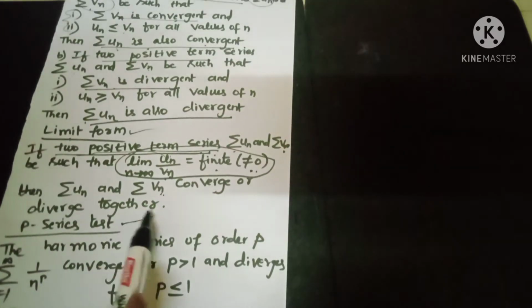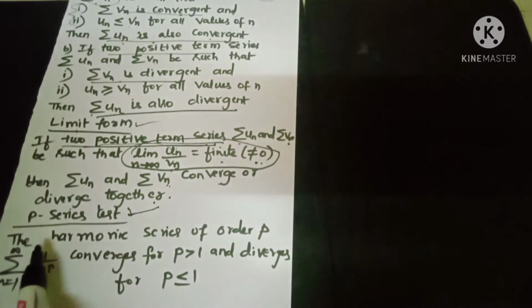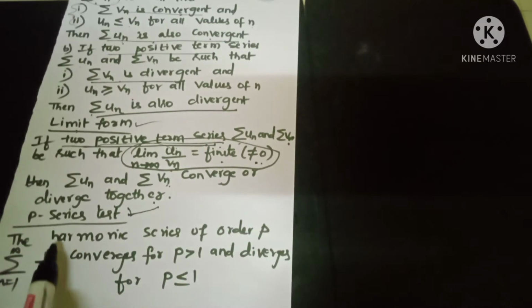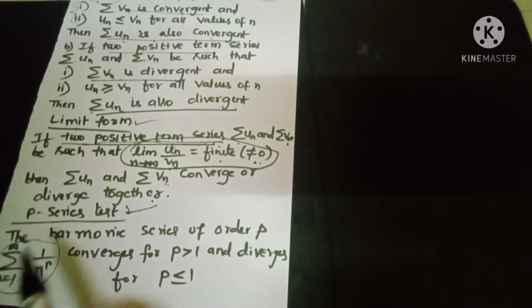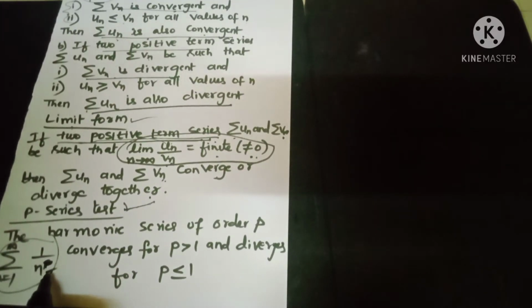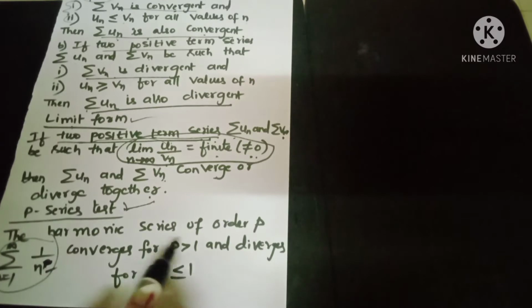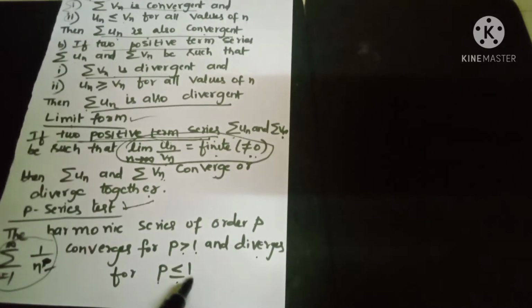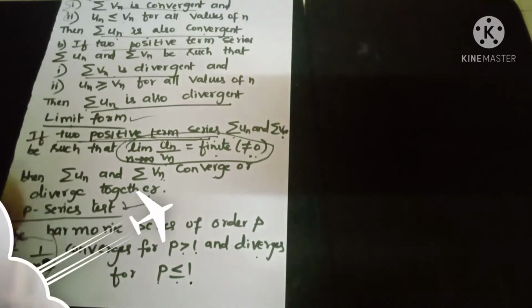Another important test is the P-series test. This says that the harmonic series of order P, this is the order of the series, converges for P greater than 1 and diverges for P less than or equal to 1. Now let us solve.